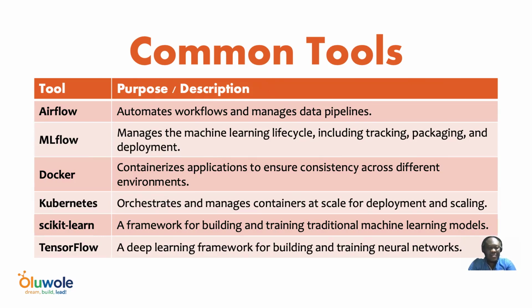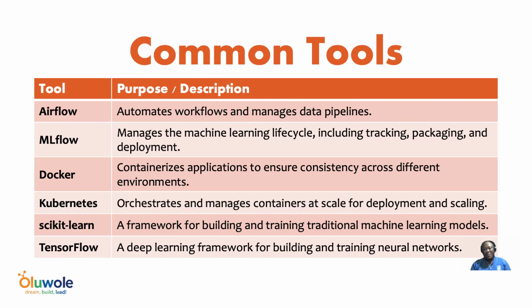Then you have Docker. Docker is a container application that ensures consistency across different environments. When you talk about Dockerization, it is like packaging your system, your model, so that you can use it on different platforms. I can containerize my application and make sure that it works in all different environments. We'll be looking at that also. Then there's Kubernetes, which orchestrates and manages containers at scale for deployment and scaling. So Kubernetes helps you manage your Docker, or containerized, applications.